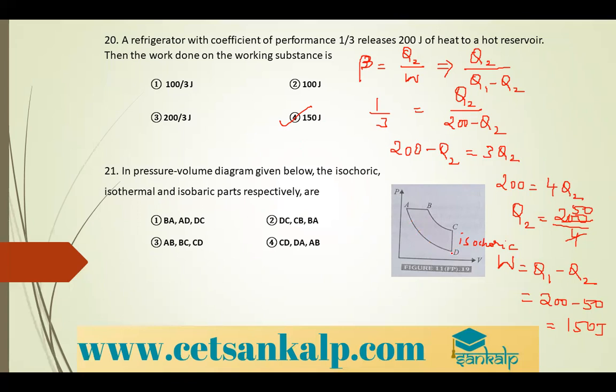You can compare DA as smaller than DB. This is much smaller than this, so this will be your isothermal. Then AB is nothing but isobaric, since the pressure is constant. So you can say CD, DA and BA, option. Then logically you have to remember the concept.